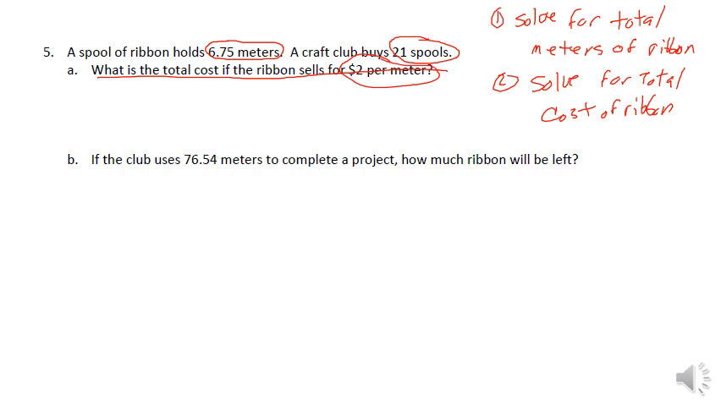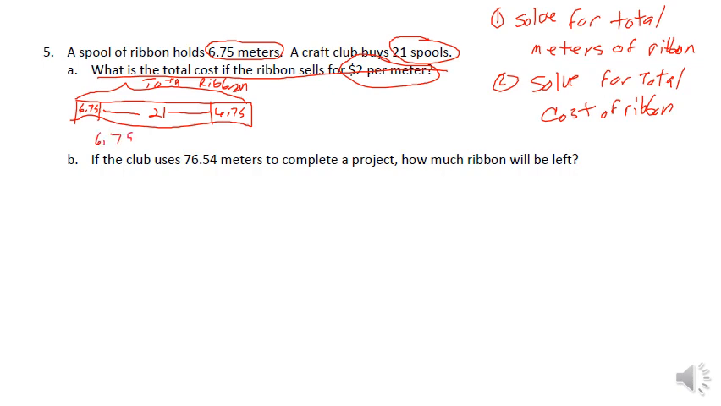So the first thing, I can see with a tape diagram that each one is 6.75 meters, and I have 21 spools. That means this here would be total ribbon, and that would be ribbon in meters. So this is going to be 6.75 times 21. I'm going to estimate first, and I know 6.75 is going to be closer to 7. 21 is going to be closer to 20 than it is to 30. So I know that's 140. So this should be approximately 140 meters.